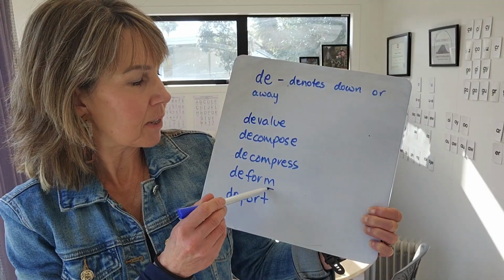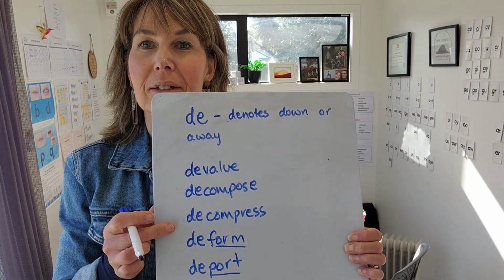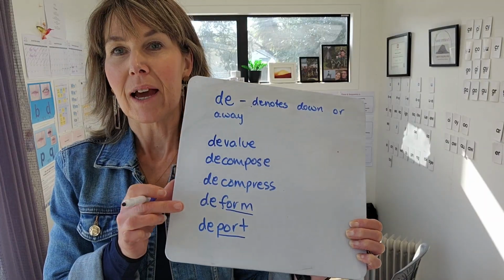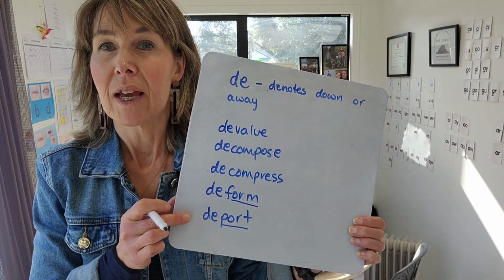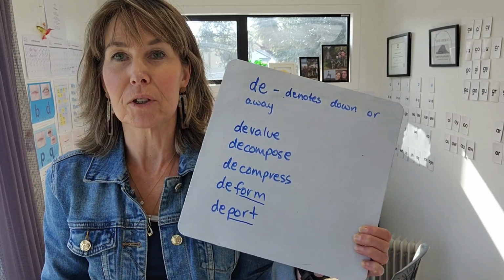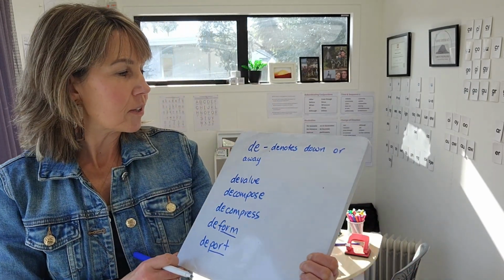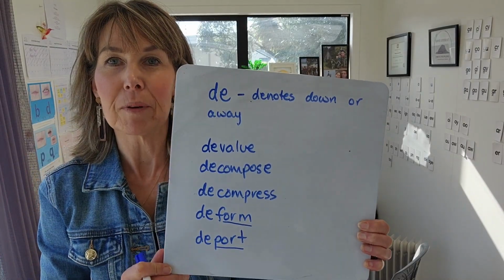And the last couple of weeks we have done a couple of base words in there, form and port, and now look at that, we can handily pop on our prefix D: deform, away from the correct shape, and deport, to be carried away, which is commonly referred to people. So there we go. Prefix D denoting down or away.